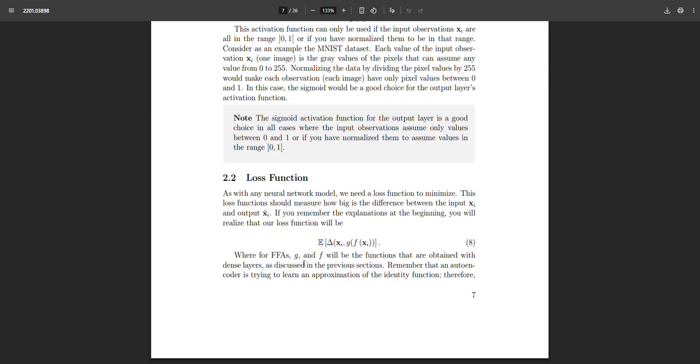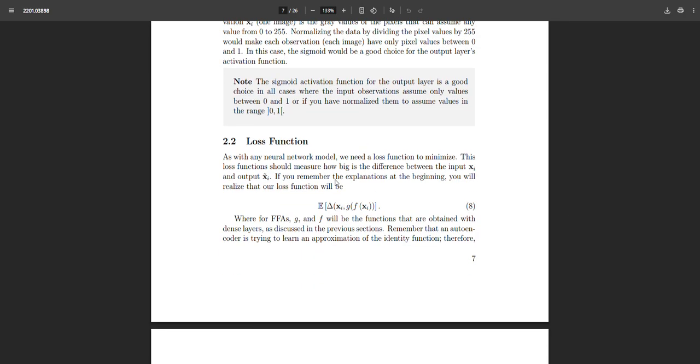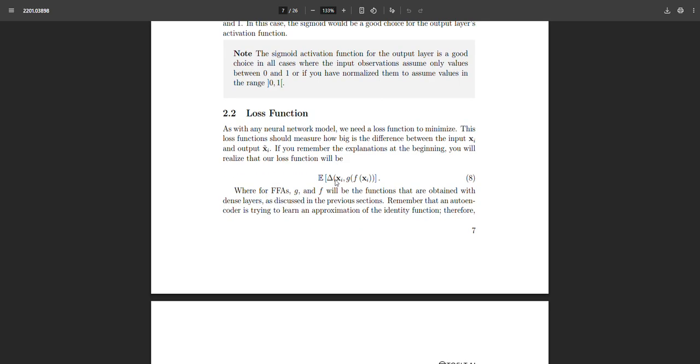Here, the function g of the encoder and f of the decoder are obtained using the dense layers of our feed-forward autoencoder. Two loss functions are widely used for autoencoders. One is MSE and the other is binary cross entropy or BCE. Let's look at both, starting with the most common.